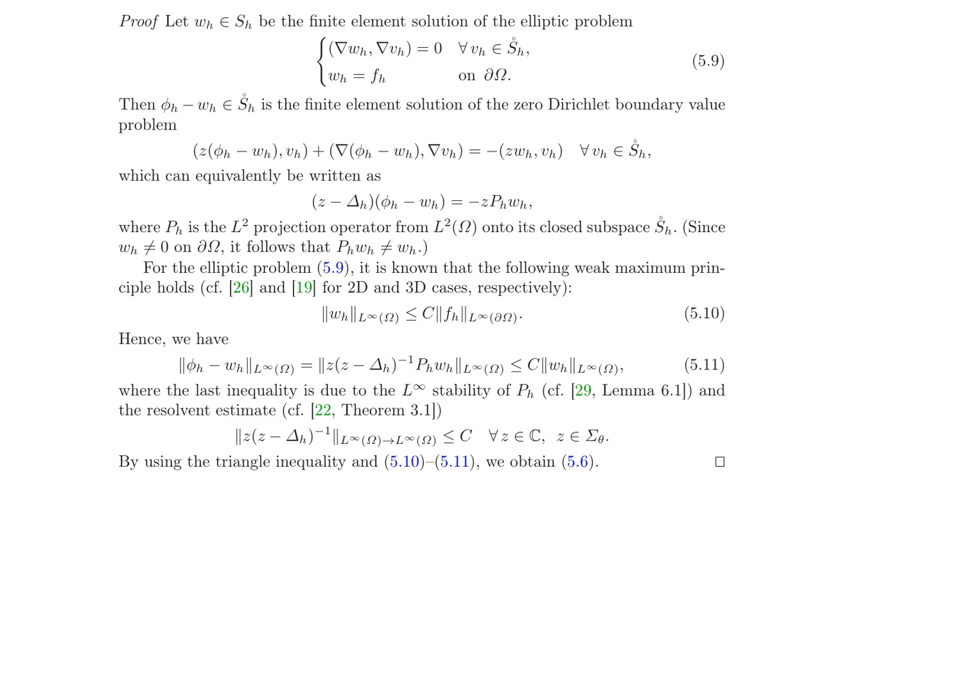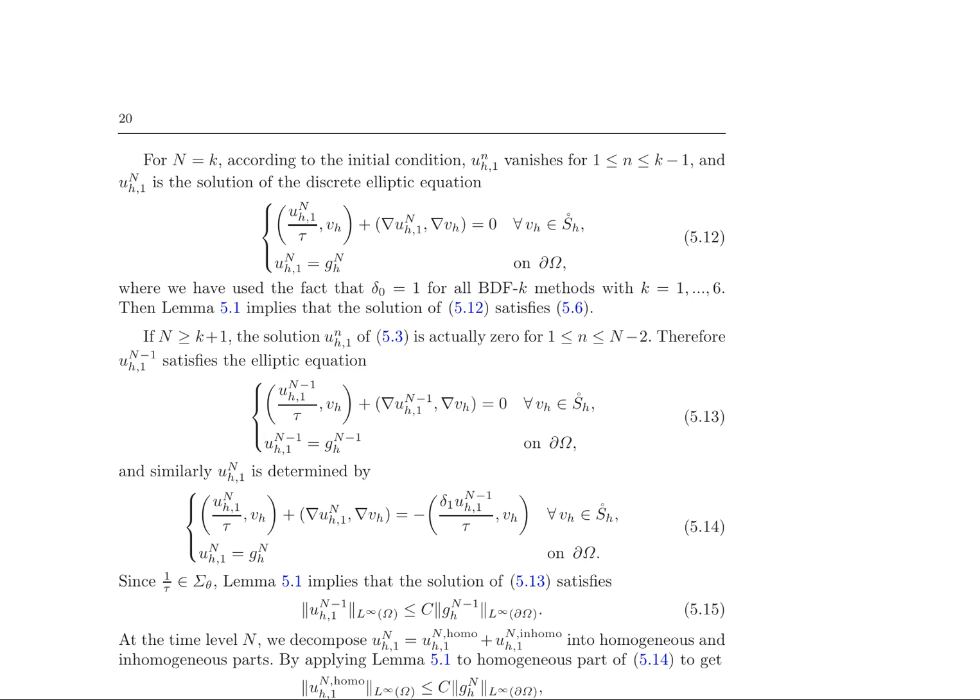of lemma 5.1. The numerical solution of the discrete elliptic equation is obtained using the BDF-k methods for k equals 1 to 6. For n equals k, the solution u_n^h,1 is determined by the discrete elliptic equation, which is solved using lemma 5.1 to satisfy the condition given in equation 5.6. This involves applying the lemma to the homogeneous part of u_n^h,1 and utilizing resolvent estimates and L-infinity stability for the inhomogeneous part. Consequently, equation 5.6 is satisfied.